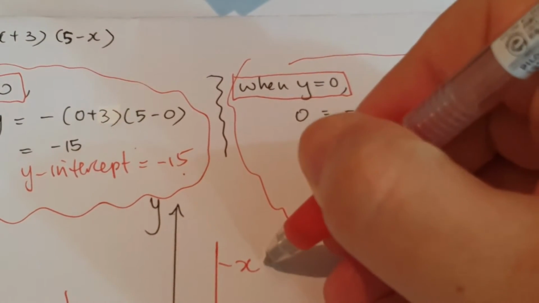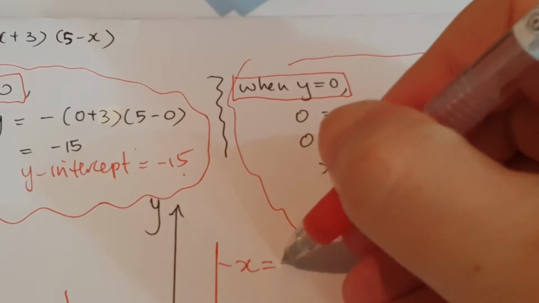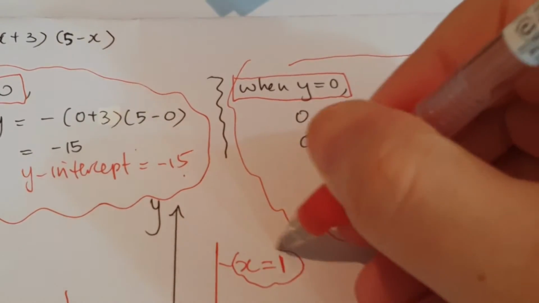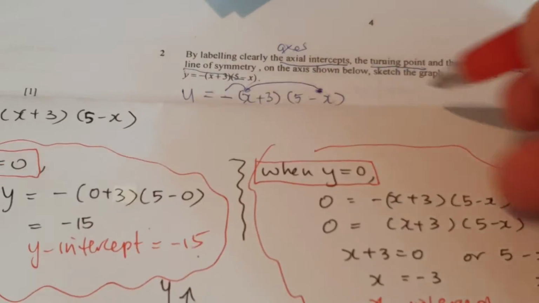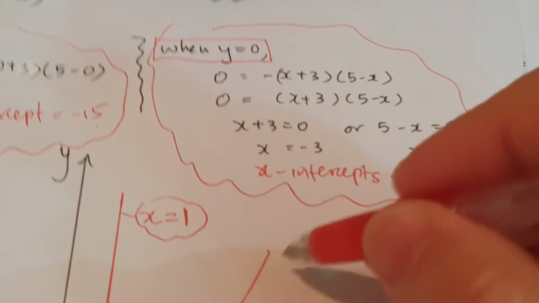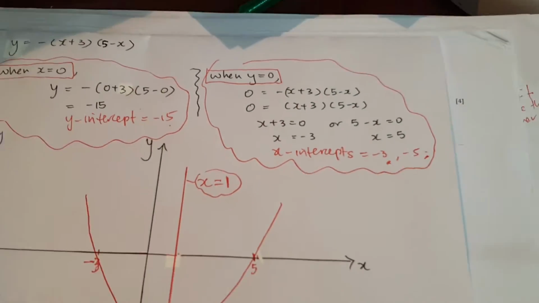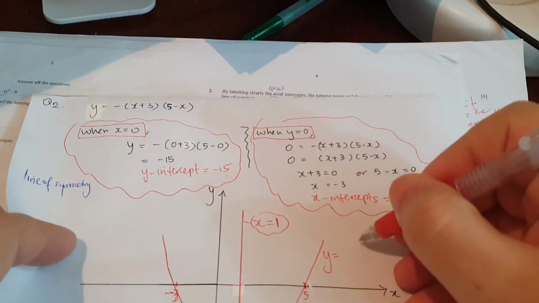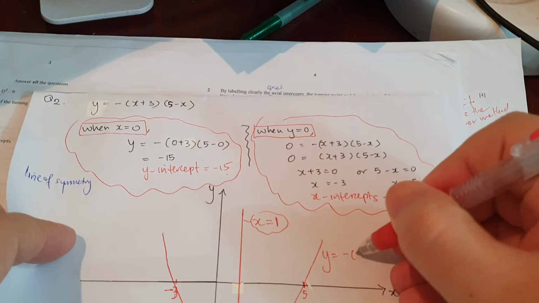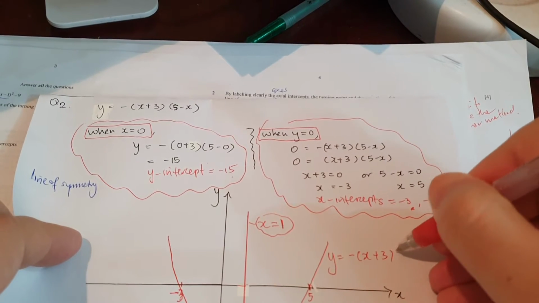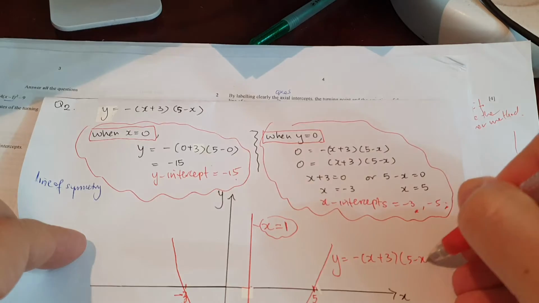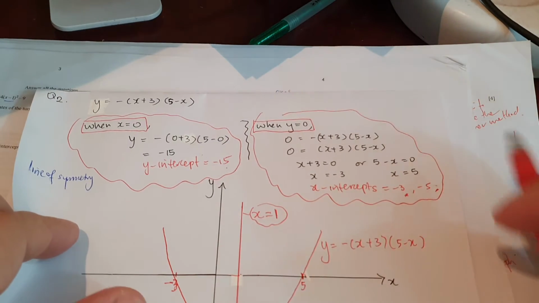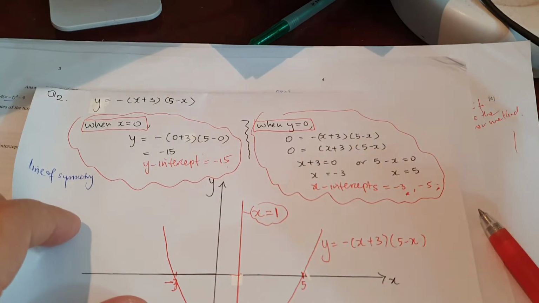So this equation is x equals 1. So this is your equation of the line of symmetry, and you need to label the equation of this graph. Meaning y equals minus x plus 3, then 5 minus x. Okay, then this question is considered fully done.